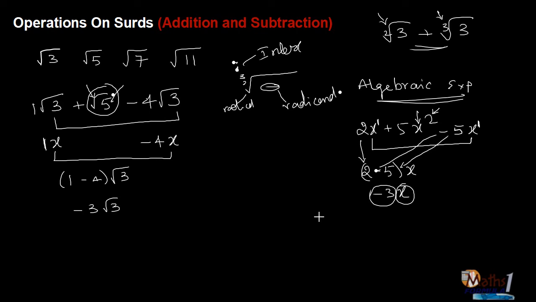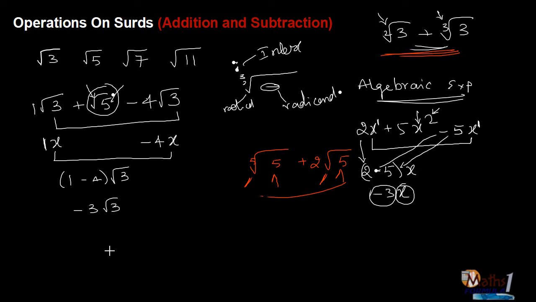If it was an algebraic expression, I would have written it as minus 3x. So you have to keep in mind the condition: the index, radical and radicand should be the same. I can't add these. I cannot add 5th root 5 plus 2 root 5, because the index of the radical here and here is different, whereas the radicand is the same, but they don't make like surds.